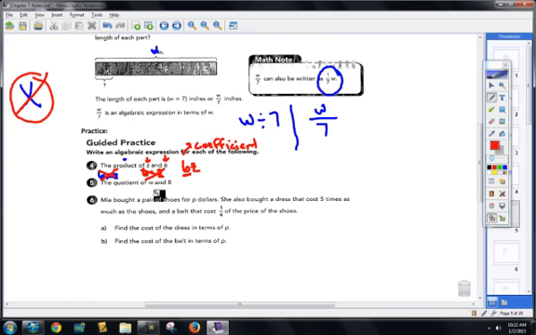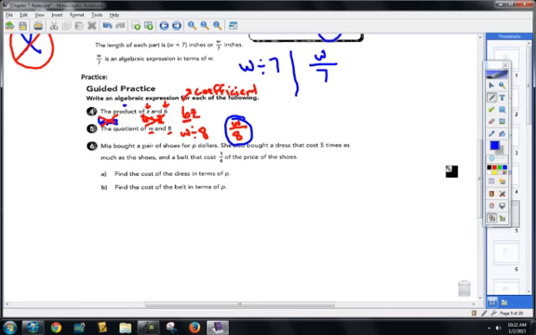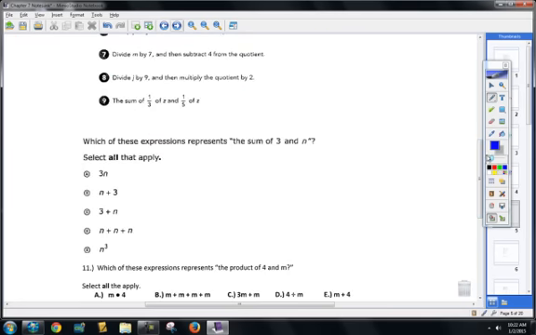Okay? The quotient of w and 8, well, if it just says the quotient of w and 8, then you know that's the order that it wants it in. So we could write it as w divided by 8, or the way I would rather you write it, which is a fraction form, because all fractions are division problems. Okay? Let's go ahead and go to the next page.